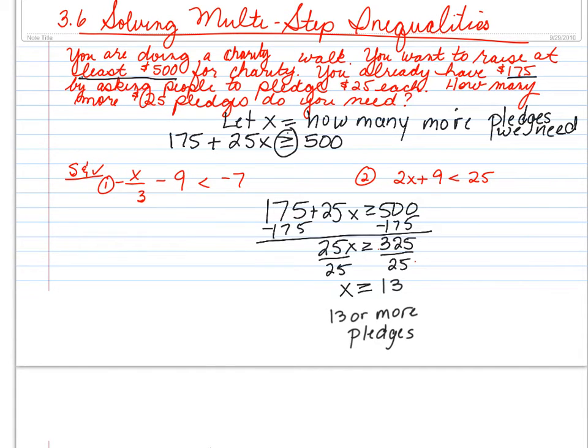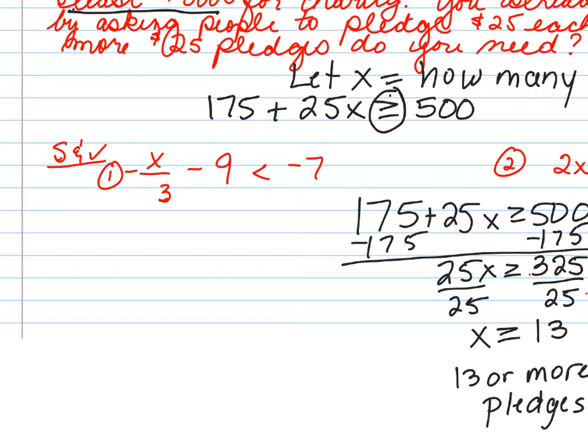Okay? Where should I put this negative sign to make my life a lot easier? With the 3. So I'm going to rewrite this as x over -3 minus 9 is less than -7. I solve it the same way. So I'm going to put my wall up and I'm going to add 9 to both sides. I get x over -3 is less than 2, right?